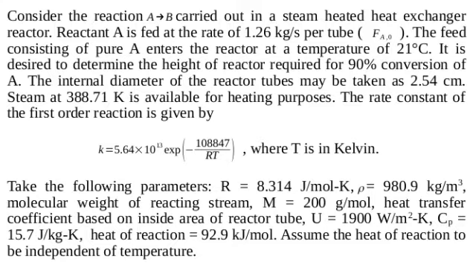The internal diameter of the reactor tubes is given, that is 2.54 centimeter. Steam temperature is given, and the rate constant equation is given to you, and density of the fluid is given, molecular weight is given, heat transfer coefficient is given, and it is based on the inside area of the tubes. Heat of reaction is given. This is an endothermic reaction, that's why it's positive, and you can assume that heat of reaction does not change with temperature.